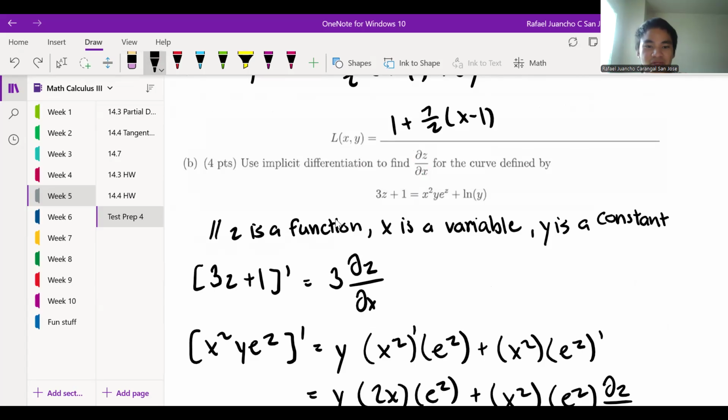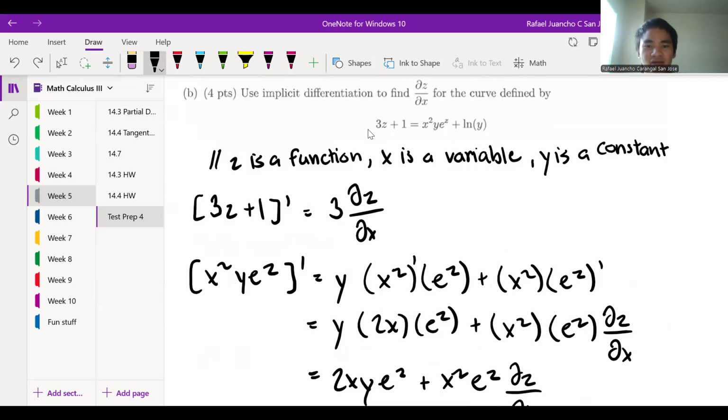Which we're completely ignoring. So let me just quickly take derivatives. 3z plus 1, 1 is constant, that's 0. This is 0. 3z, well, we get 3, and then z prime. So we get that notation.